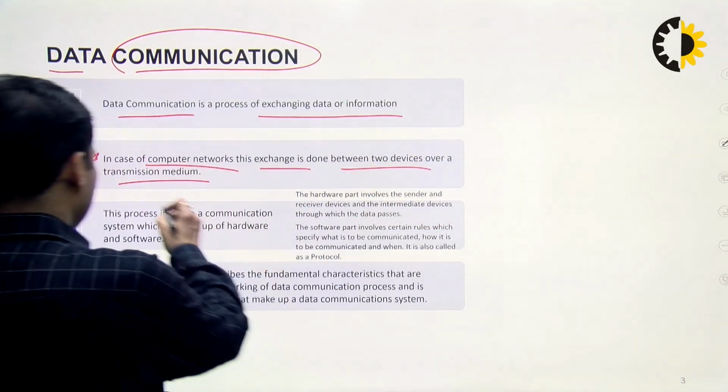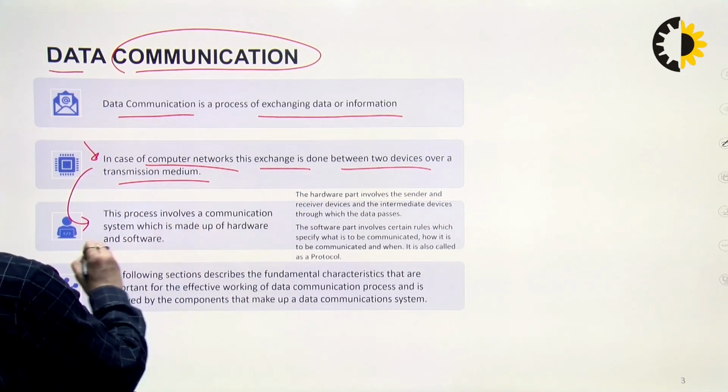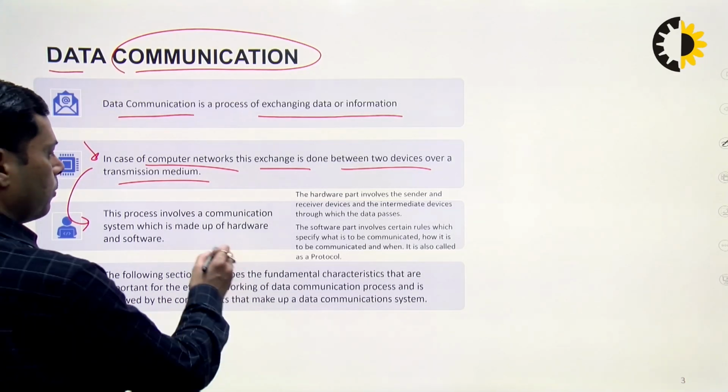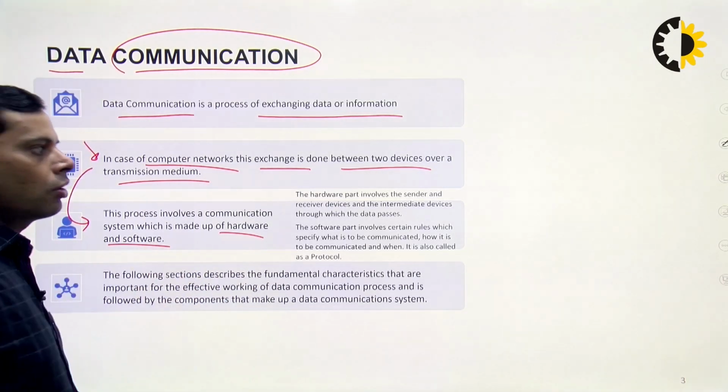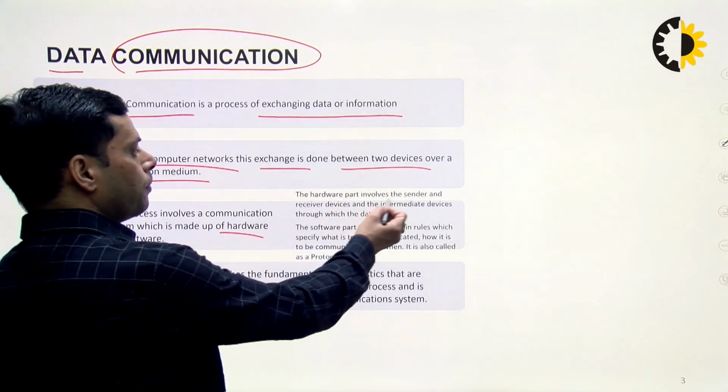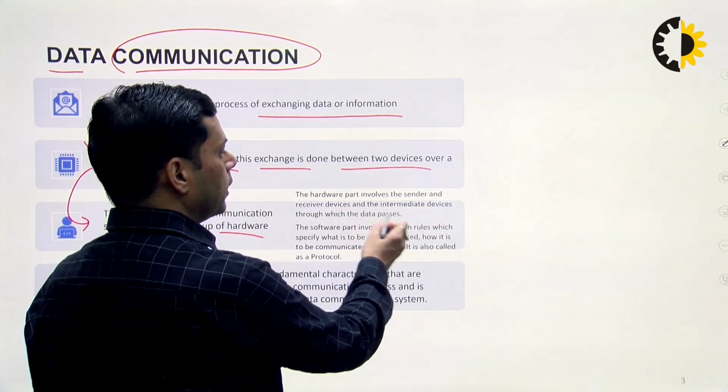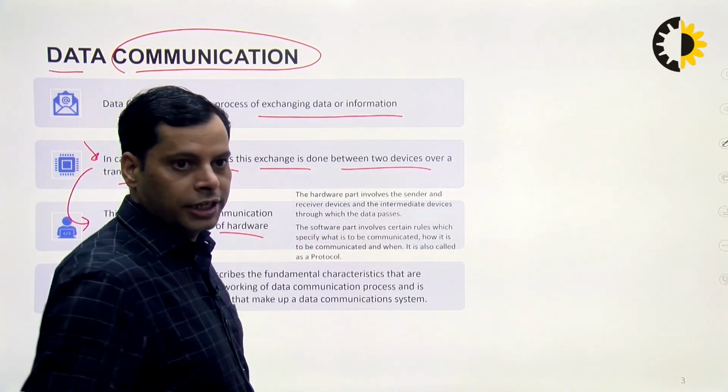This process involves a communication system which is made up of a hardware as well as a software part. The hardware part involves the sender and receiver devices and the intermediate devices through which the data passes.